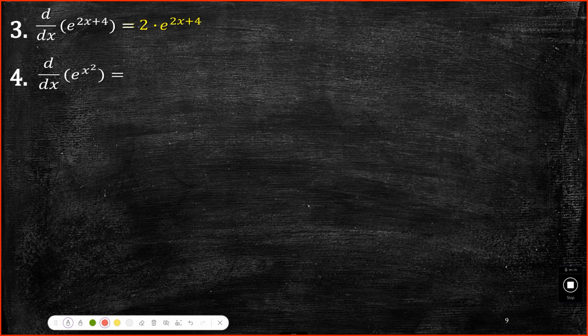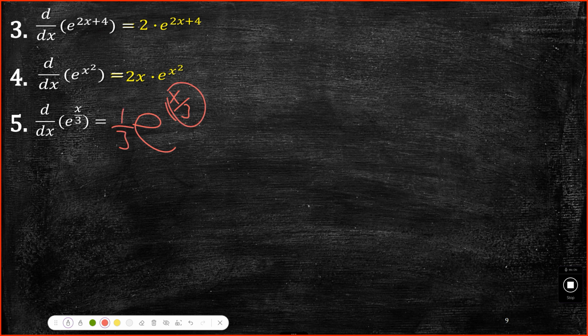The derivative of e to the x squared will be e to the x squared, and then take the derivative of x squared, which is 2x, put it in the front. The derivative of e to the x over 3, again, is e to the x over 3. Take the derivative of this, which is 1/3, put it in the front.